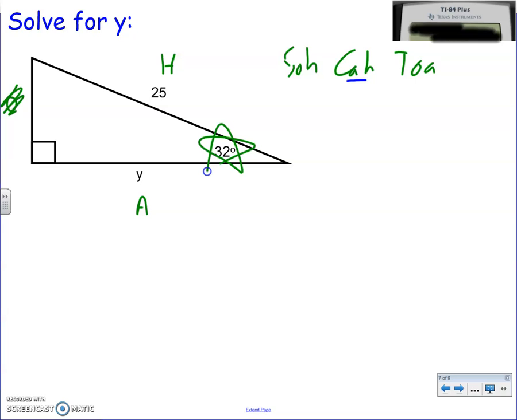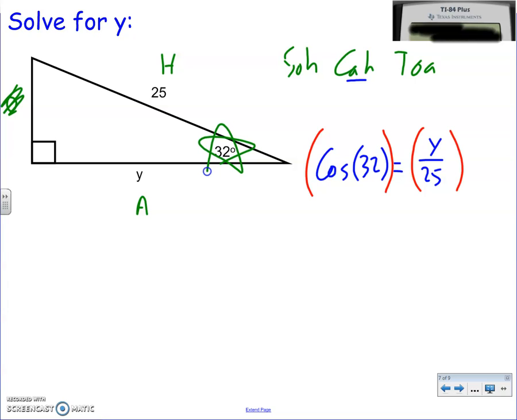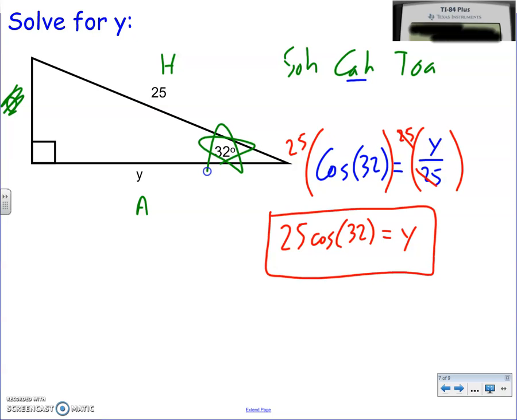We don't have O, so we can't do SOH, and we can't do TOA. So we're going to do cosine of our angle, 32 degrees, equals A over H, y over 25. Remember, cosine 32 is some decimal that I don't know, and you shouldn't know it. So leave it alone. That's the exact form. That's like leaving it as a radical or a fraction, but it's not fractionable, it's irrational. Anyways, this would turn into 25 times cosine 32, which again, just leave it like that, equals y, because the 25s cross out. This is the exact answer. So if they want the exact answer, leave it like that.